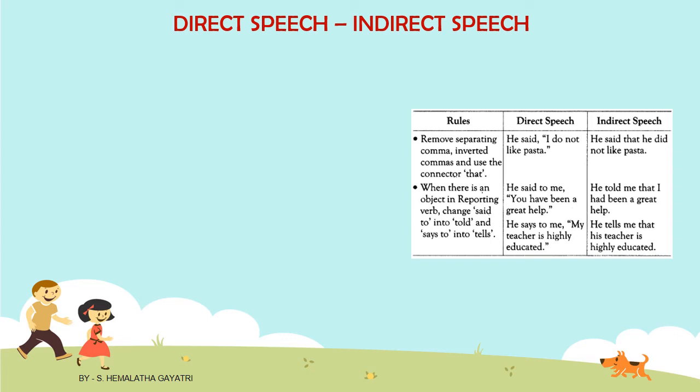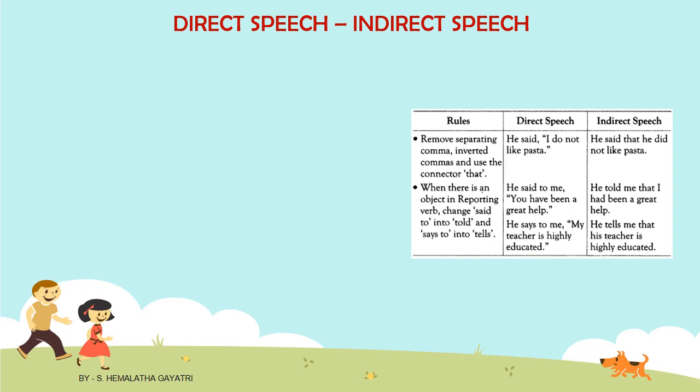Okay. Next rule. When there is an object in reporting verb, change said to. Whenever you see said to in direct speech, you have to change that to told in your indirect speech. Remember this. And says, whenever it is says, it will change to tells. Okay, don't change all the reporting verbs whenever you see into told. Only said to will change to told, and says will change to tells.